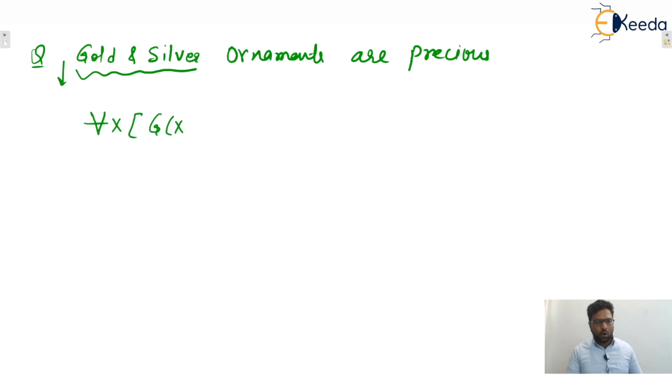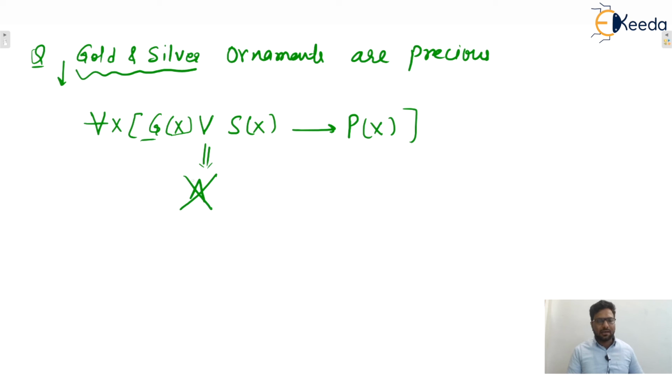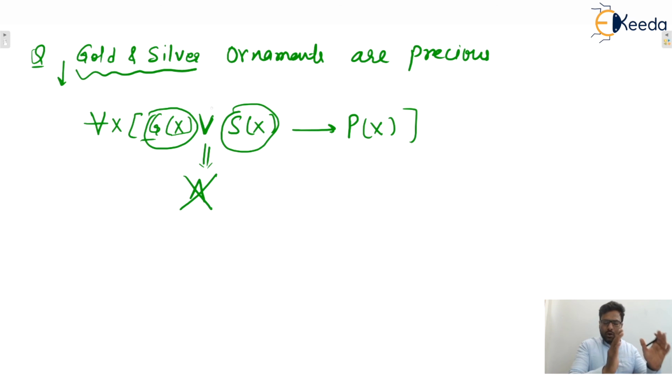You only tell me, gold. Let's say G represents gold, X is gold, and S represents silver. Remember guys, here there will be the or operator: G of x or S of x implies precious, isn't it? Remember guys, here and is not there, and is incorrect. Why? Because any ornament together cannot be gold as well as silver. Gold and silver means we will take the union. Whether it is gold or silver, both ornaments are precious.